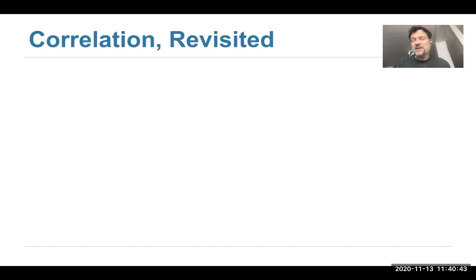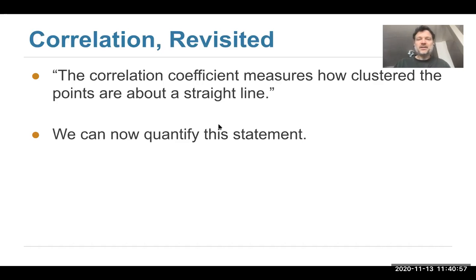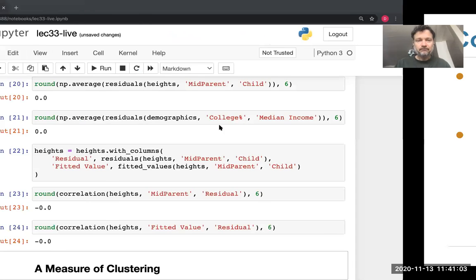We talked about previously the correlation coefficient. And what I told you was the correlation coefficient was a measure of how well the data fits a line, or how clustered the points are around a straight line. So let's try to come up with some way to quantify this, to make this numerical.